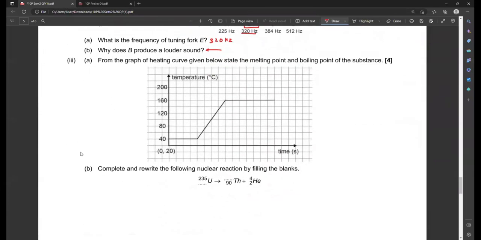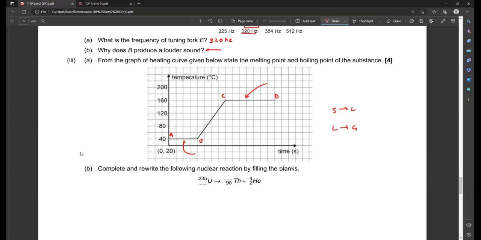From the graph of heating curve given below, state the melting point and boiling point of the substance. So if I label this as A, B, C, and D, okay, this and this is a plateau. It's a horizontal line. Therefore, it is change of state or phase change. So phase change happens twice. One, when it is going from a solid to liquid, and second is from liquid to gas. So therefore, this has to be solid to liquid, and this has to be liquid to gas.